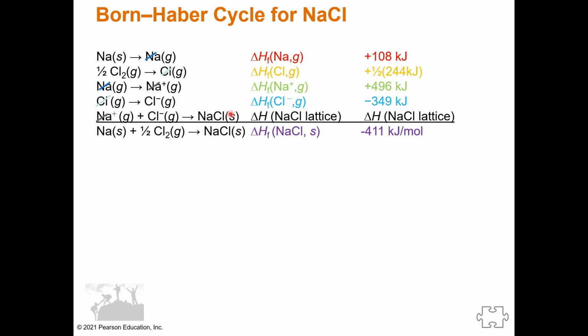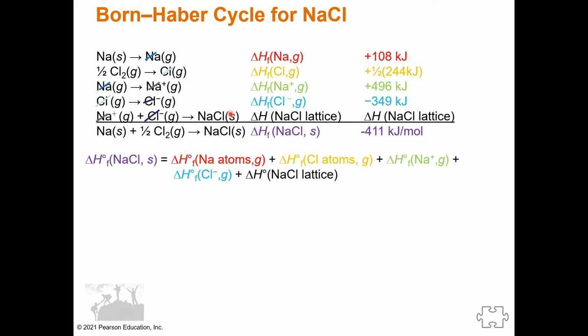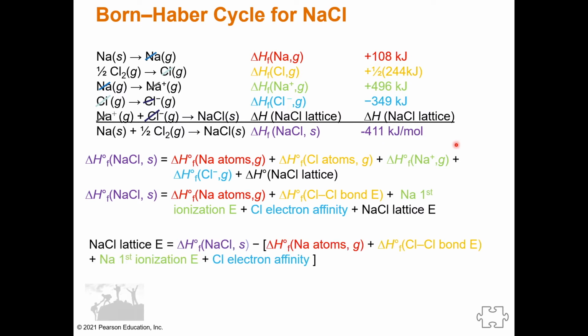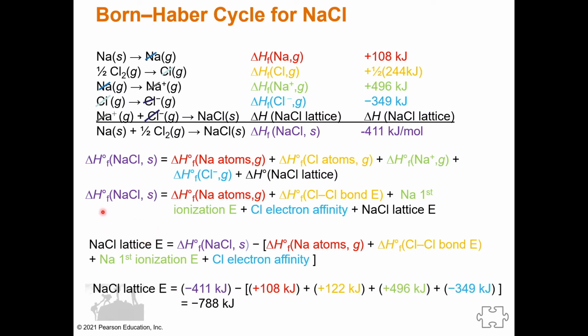So we're crossing out similar species that occur on the reactant side and on the product side so that we're just left with our final reaction. All that works out, so now we can figure out the lattice energy for NaCl. We put our unknown on one side of the equal sign so that we can solve for it. We plug in our values, and here we can see a very large negative lattice energy for NaCl.